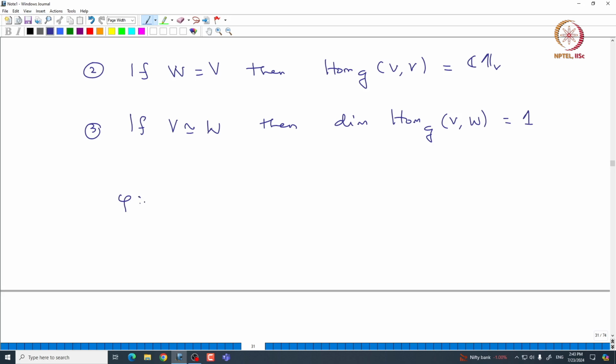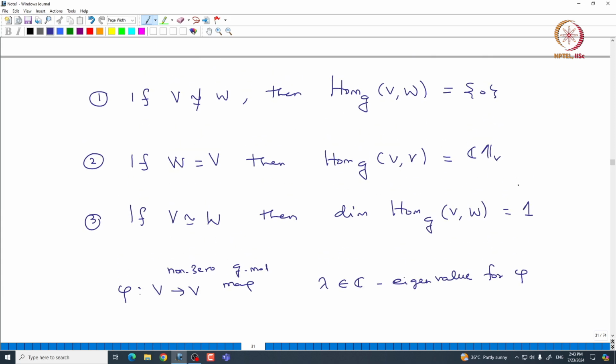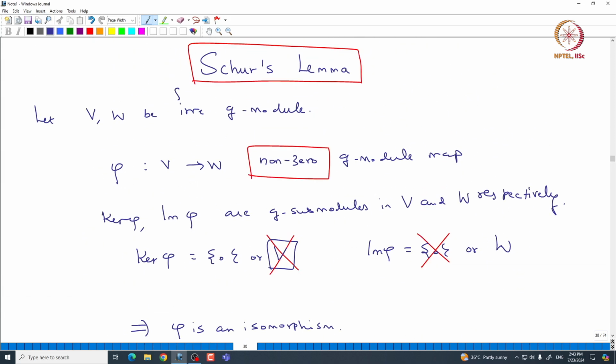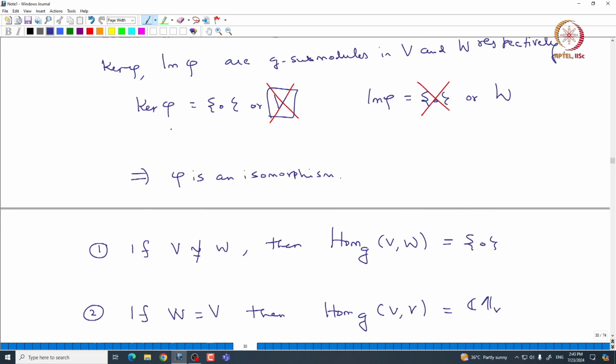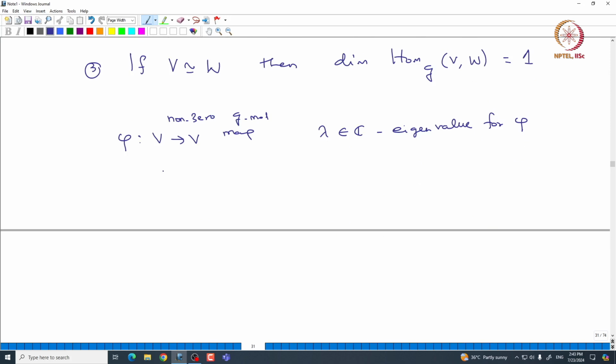Now, if we take any other non-zero G module map phi from V to V, then because we are working over the complex numbers, there should be some eigenvalue lambda for this map phi. We are always assuming that our spaces are finite dimensional, so we are not working with any infinite dimensional spaces. Because phi is an operator on a finite dimensional space, it has an eigenvalue. Now look at phi minus lambda times the identity on V. This is a map from V to V, and it is also a G module map.